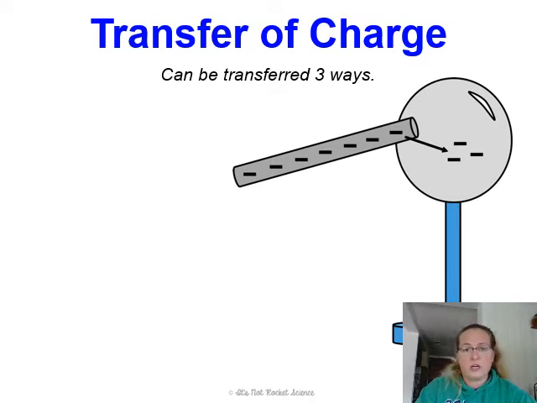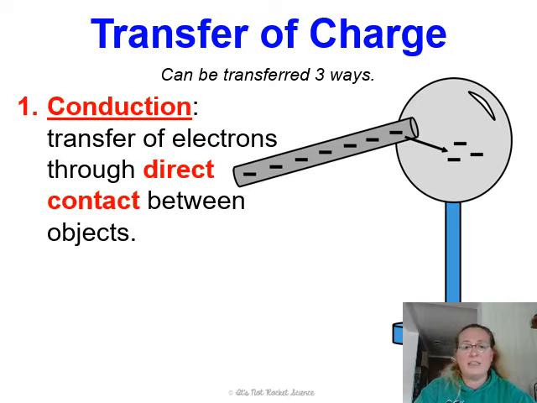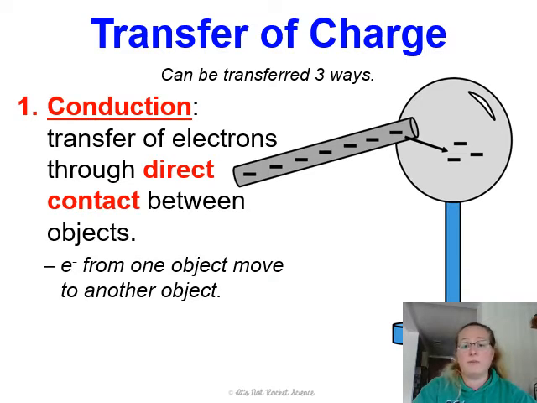All right, transfer of charge. We can transfer charge three ways. The first one is conduction. That's a transfer of electrons through direct contact between objects. If you have something that is charged and you come in physical contact with something else that is charged, the electrons from one object are going to move to the other object.